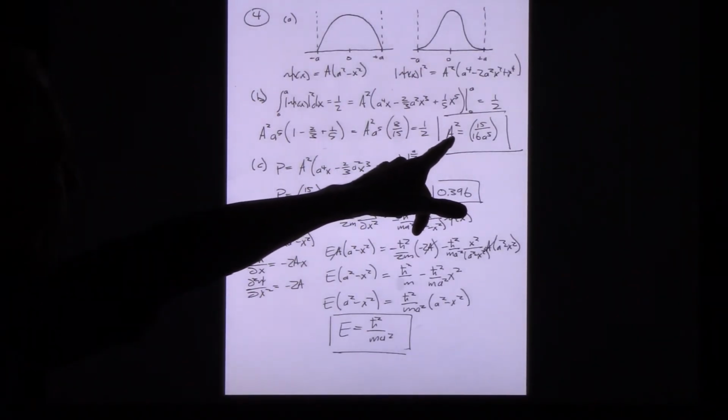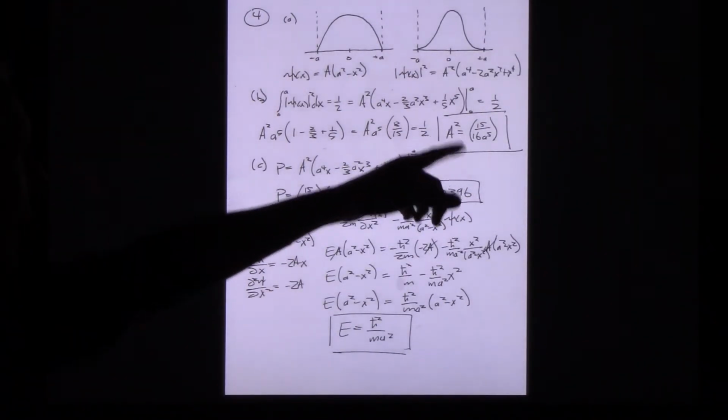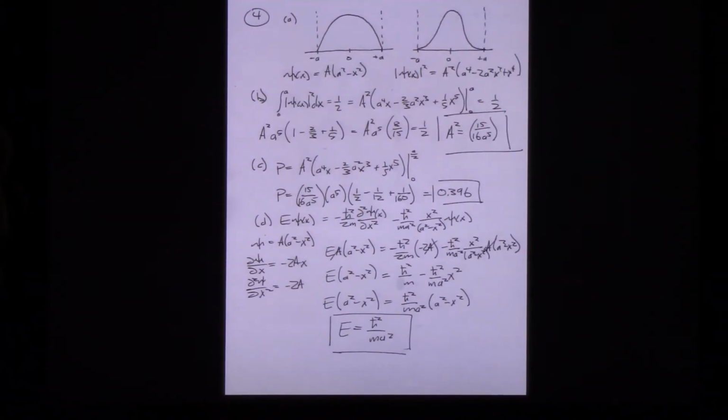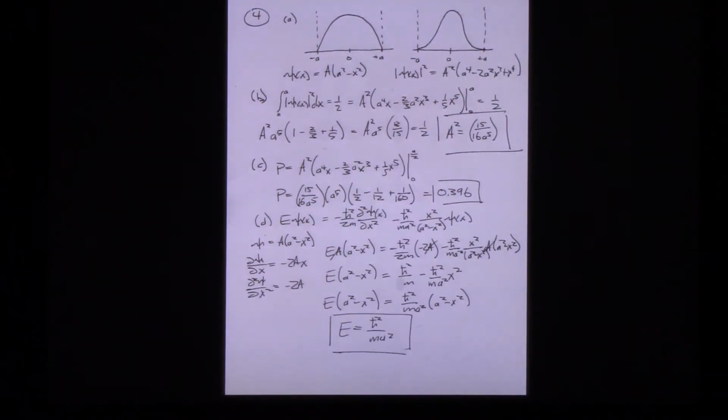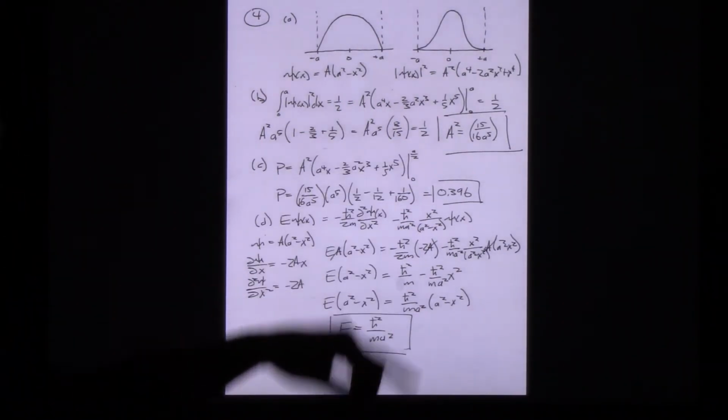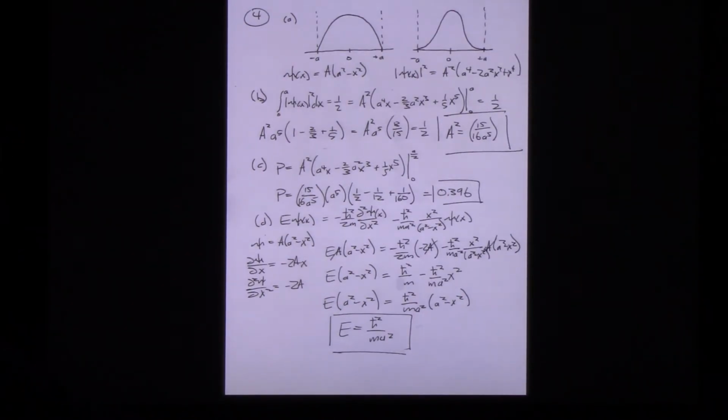And what I ended up with was the normalization constant is equal to the square root of 15 over 16 a to the 5th power. Now I wrote this as a squared, but we could take square roots on both sides. That's my normalization constant. So again, this problem's a little different. It's kind of interesting, I'm claiming, because it's a polynomial, and we've never really worked with polynomials before.